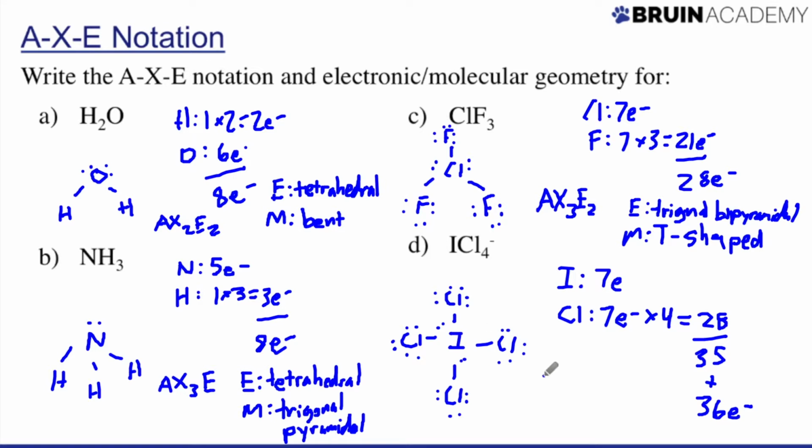This guy has 4 bonds, so it's going to be AX4, 2 lone pairs, E2, right? And so the electronic geometry is going to be octahedral because there are 6 things attached. And the molecular geometry is simply going to be linear.